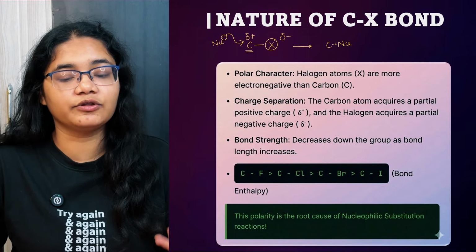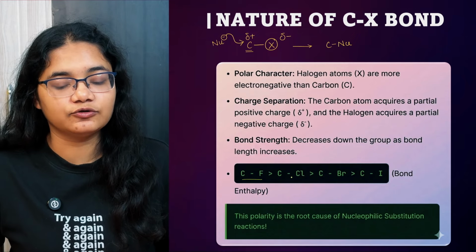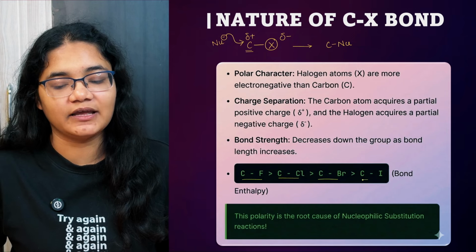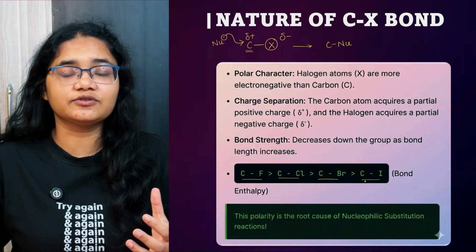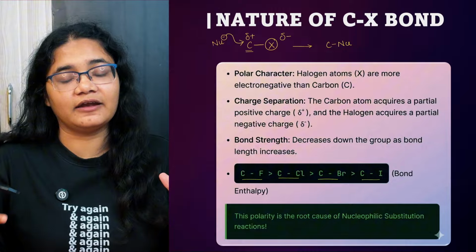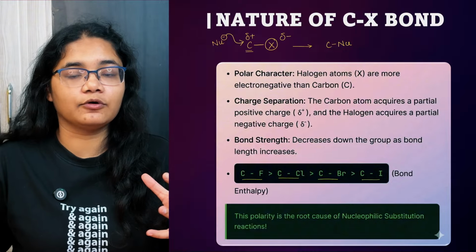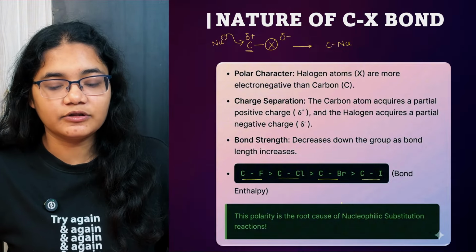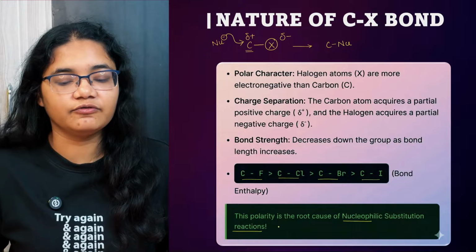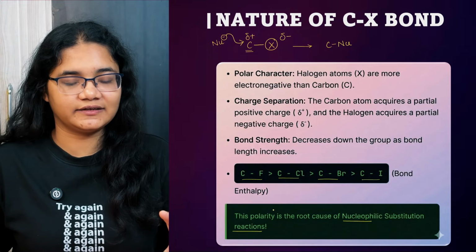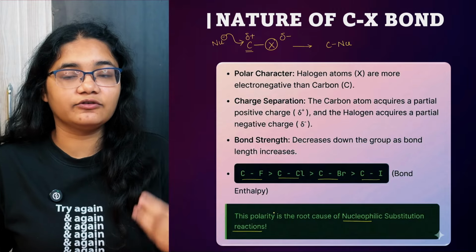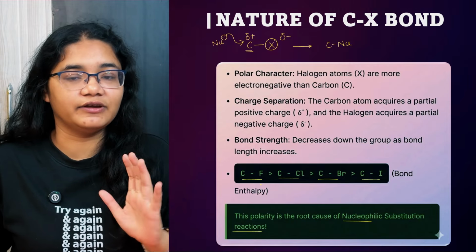Now, if I talk about the bond strength, so C-F is stronger than C-Cl, then C-Br, and then C-I. This is because of the strength between carbon and fluorine, carbon and chlorine based on their size. Now, the polarity is the root cause of the nucleophilic reactions. Okay, so we have already explained, since the X is more electronegative, the carbon is electrophilic in nature.